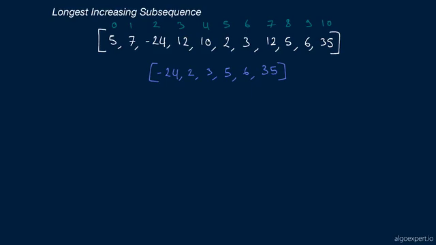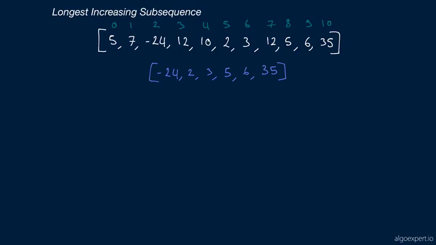Now, the question basically gives you an array of integer values. I've got an example in front of me here, 5, 7, negative 24, etc. And I've written, by the way, in green the indices of this array, just so we have them for later on. And it asks you to write a function that will return the longest increasing subsequence in that array.